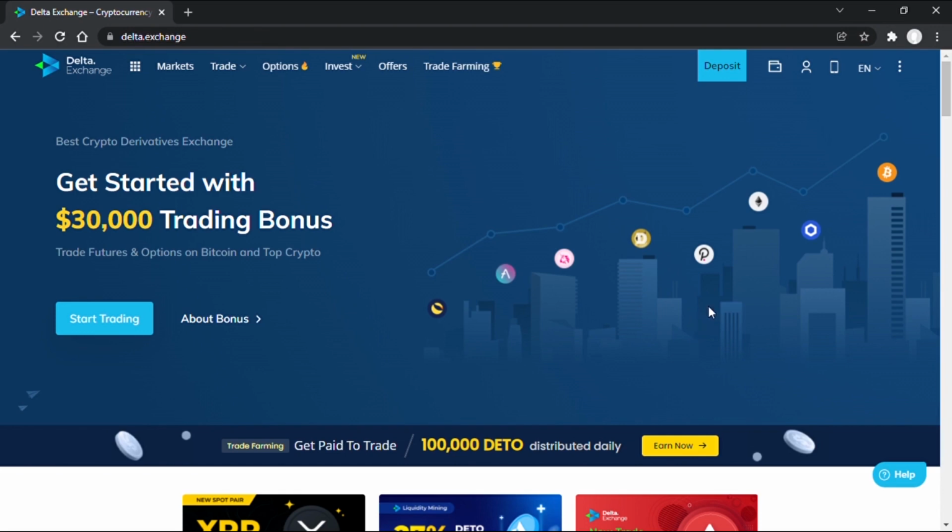How to deposit money in Delta Exchange? Once you open an account with Delta Exchange, then you will see that deposit option. You can just click that.